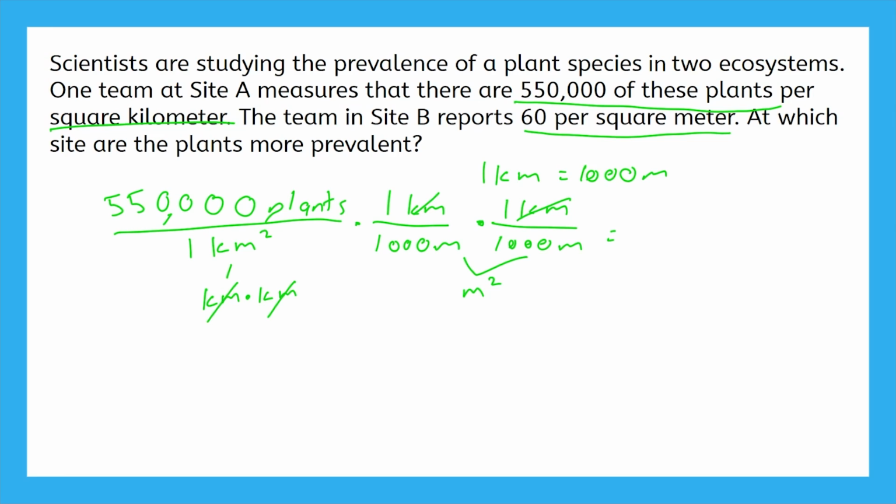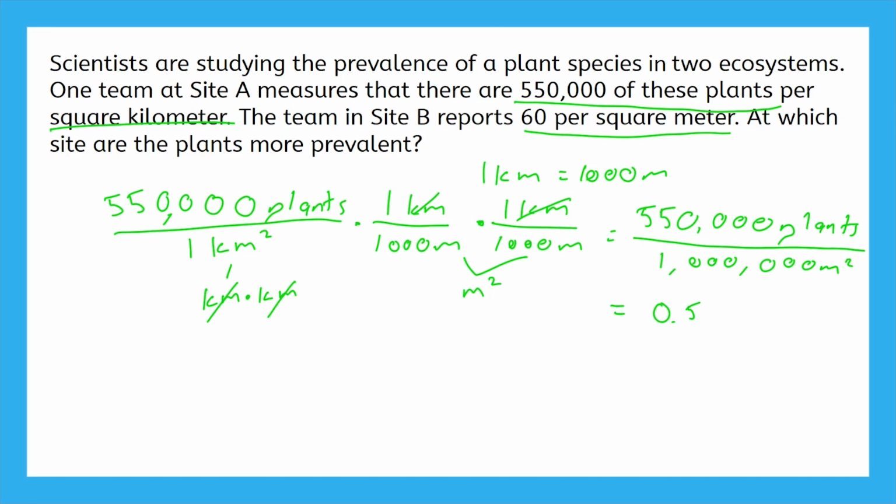On top, 550,000 plants times 1 is 550,000 plants. And on bottom, 1 times 1,000 meters times 1,000 meters is 1,000,000 meters squared. Now we divide, and we get 0.55 plants per square meter. Even though it looked in the beginning like Site A had way more of the plants, it was only because of the difference in units. Site A barely has any compared to Site B.